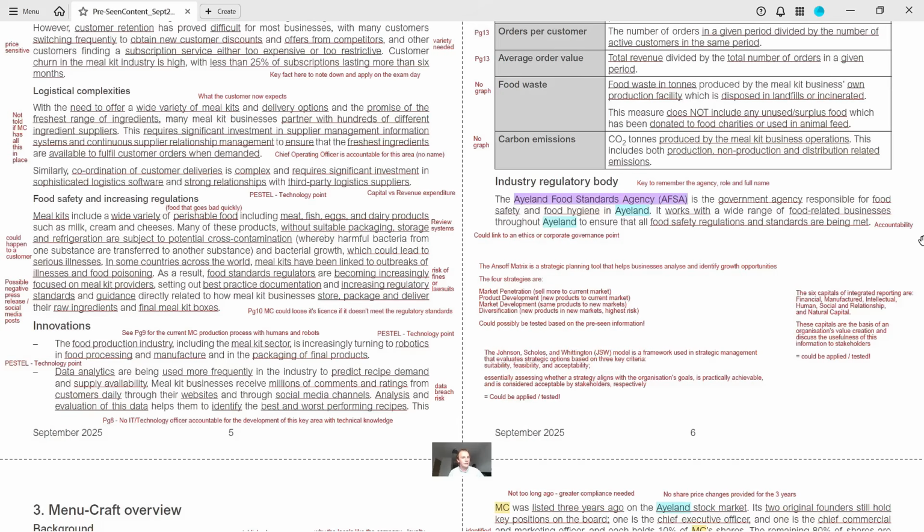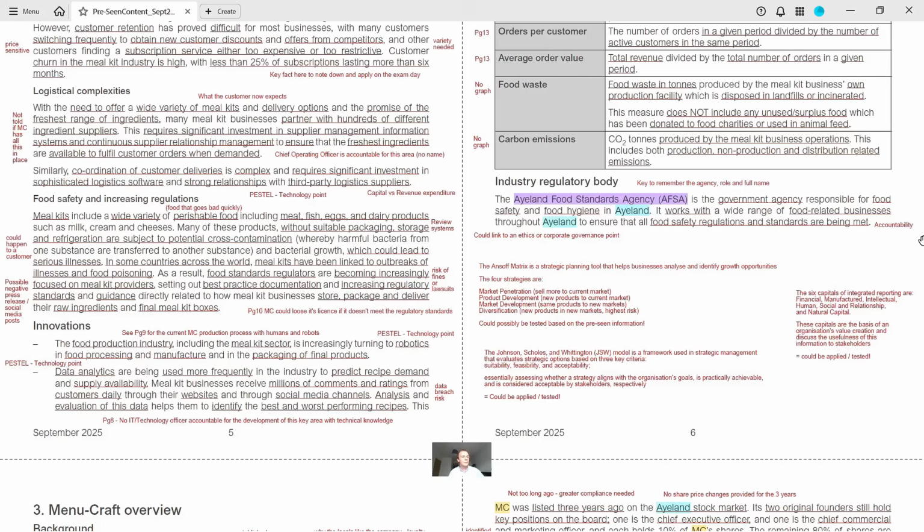Similarly, coordination of customer deliveries is complex and requires significant investment in sophisticated logistics software and strong relationships with third-party logistics suppliers. Again, we're not told actually if MenuCraft has this in place. Make sure you get that down as a point for a PESTLE analysis as a technological point. And then also lastly, I've got down there being careful to differentiate between capital expenditure. Can we capitalise the amount that we're paying? Or is it simply revenue expenditure for the day-to-day costs of running the business?